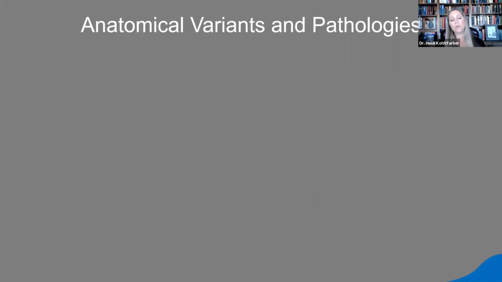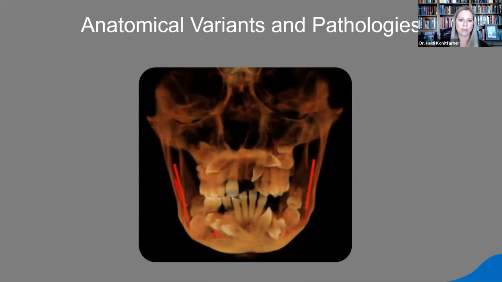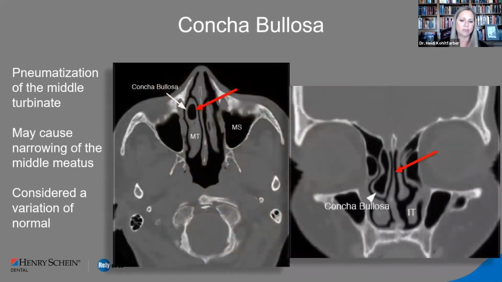But what I would also do when you are looking through your CBCT is look for anatomical variants and pathologies that are limiting the mechanical airway function. And let's talk about some of these.